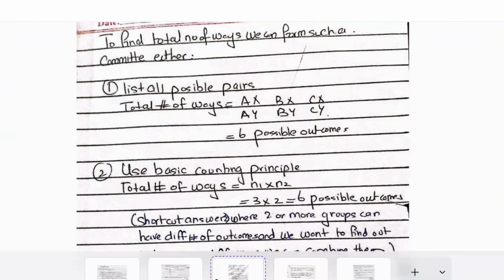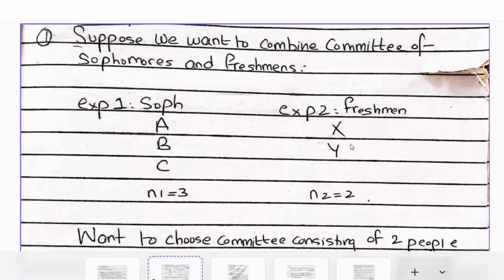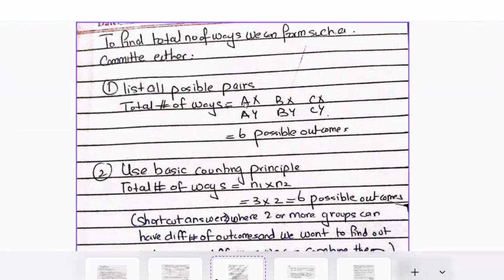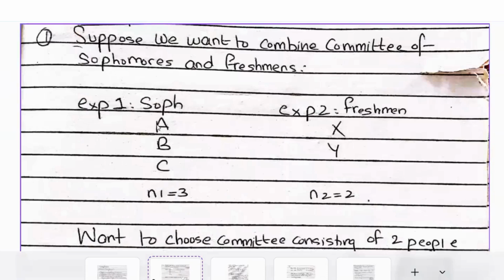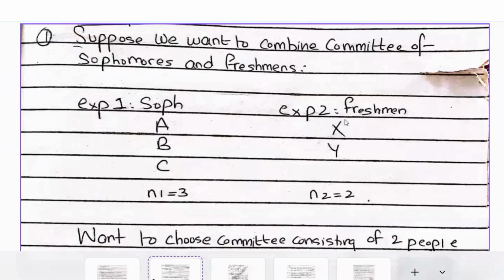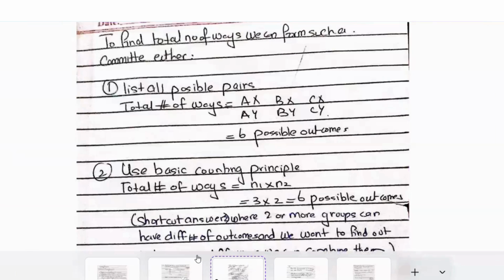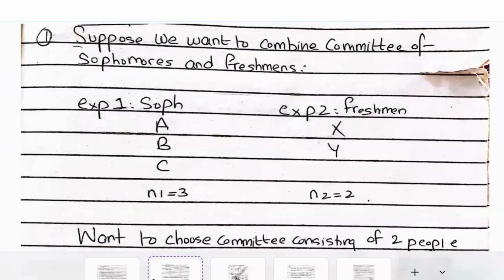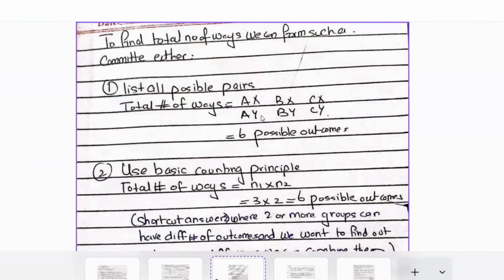For example, one possibility could be you choose sophomore A and freshman X, like we have over here. Another possibility could be you choose sophomore A and freshman Y. Another could be you choose sophomore B and freshman X, like over here. Then similarly, sophomore B and freshman Y. And then sophomore C, freshman X, like here. Then sophomore C, freshman Y. So these are the total. If you want to find the total number of ways you can form a committee that includes one freshman and one sophomore, you list all the possible pairs, and from here you can see the total number of such committees we can form is 6 possible outcomes.